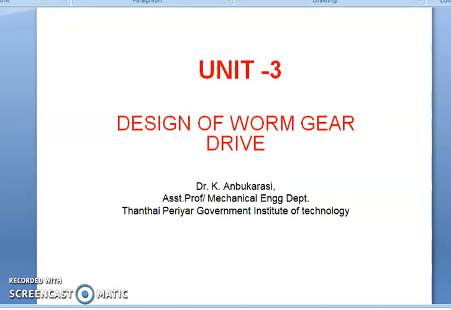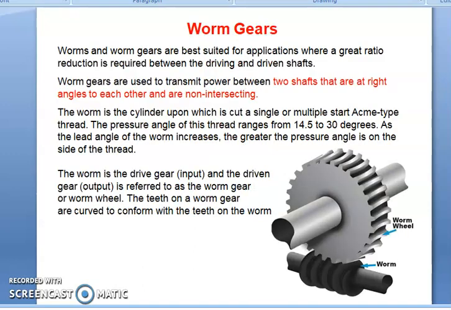In this video, I am going to discuss the design of worm gear drive. Worm gears are used to transmit power between non-intersecting shafts whose axes are at right angles to each other. The worm gears are best suited for applications where a great ratio reduction is required between the driving and the driven member. The worm is the cylinder.